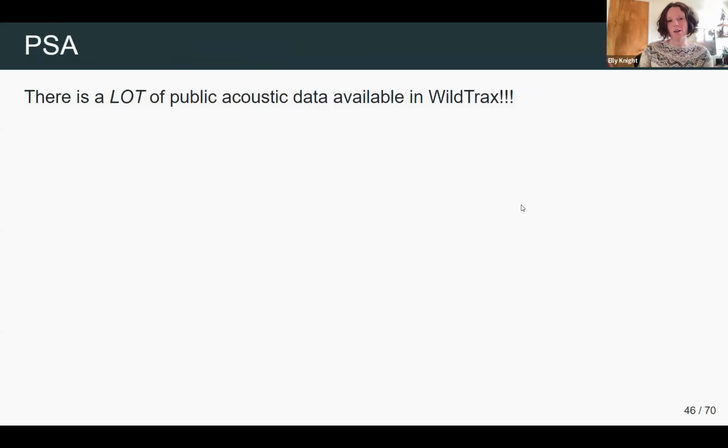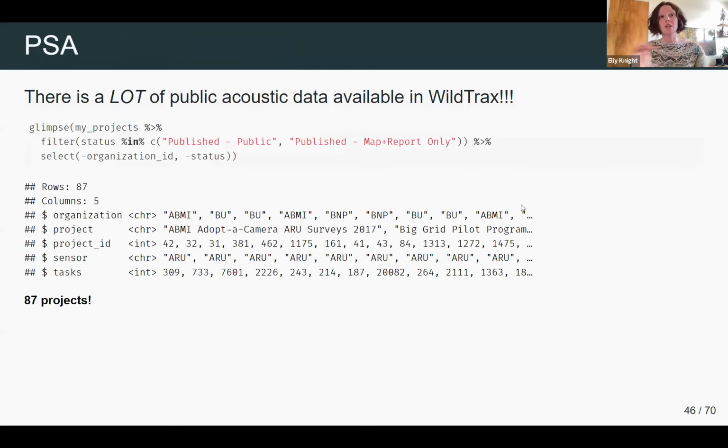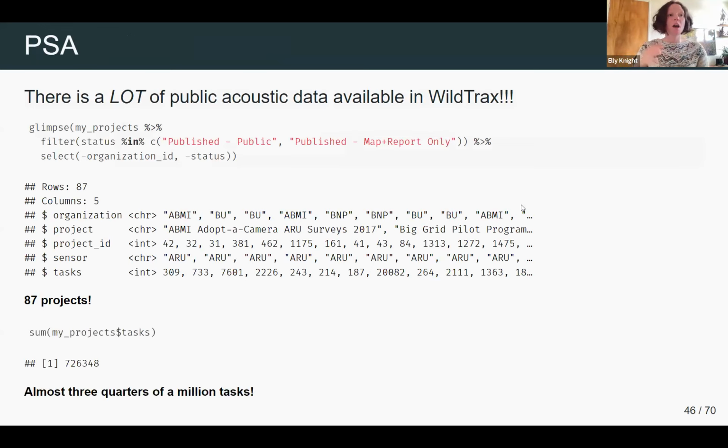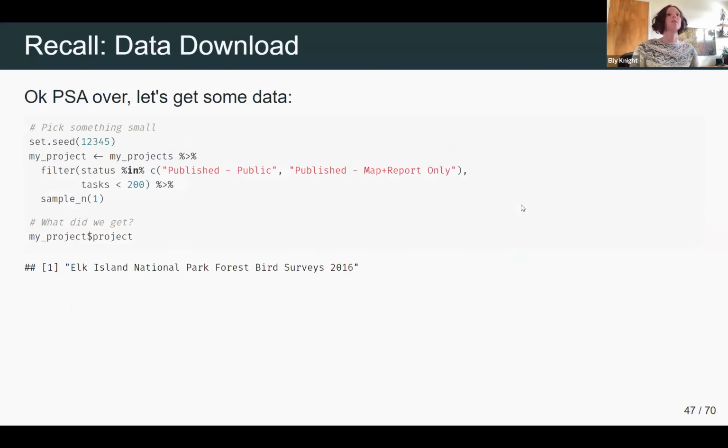We're going to do a quick sidebar here, public service announcement. There is a lot of public acoustic data available in WildTrax. So if we look at just the published public projects and the ones with the report, there are 87 different projects that you can access at any time in WildTrax. And those 87 projects represent almost 750,000 tasks, so that's like different recordings that have been processed in WildTrax. Okay, we're done our PSA. Let's go get some data.